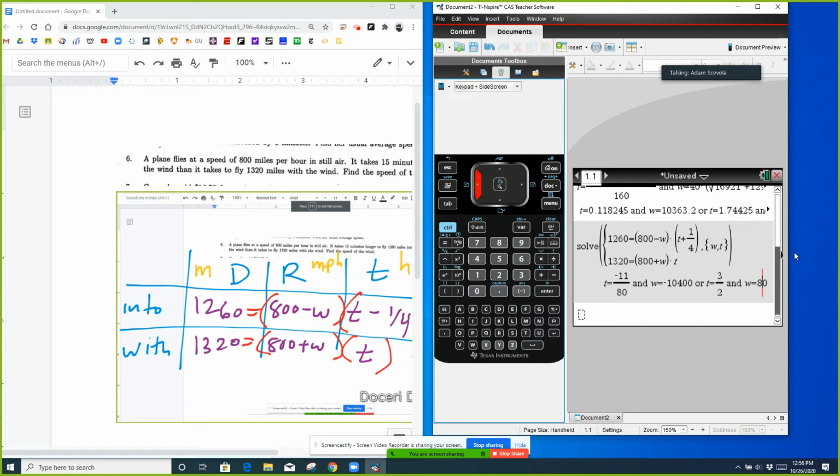And now we have both points. So we have one point where time is negative and the wind speed is negative 10,000. All right, so we're going to ignore that answer because for the domain for wind speed, it wouldn't make sense to have a negative speed. But the second answer is in our domain. T is equal to 3/2, which makes sense because the time that you're traveling in the plane, you want that to be greater than or equal to 0. And when the time is 1.5 hours, 3/2, the wind speed is 80. All right, so that's our final answer, 80 miles per hour for the wind speed.